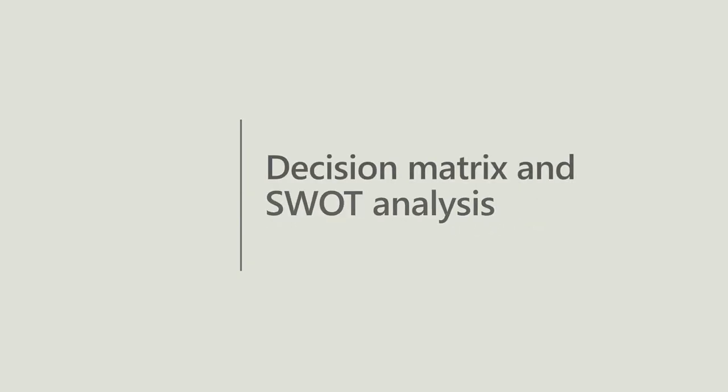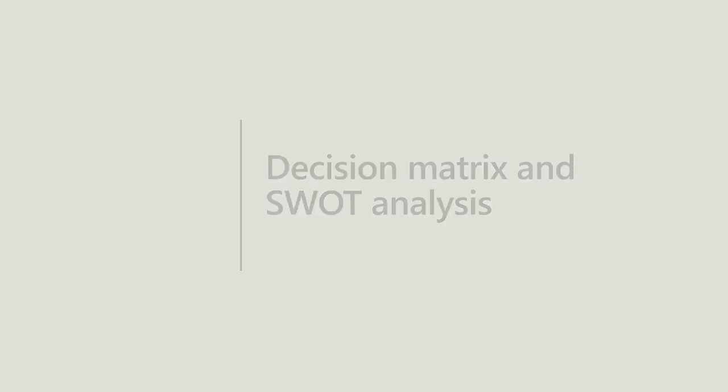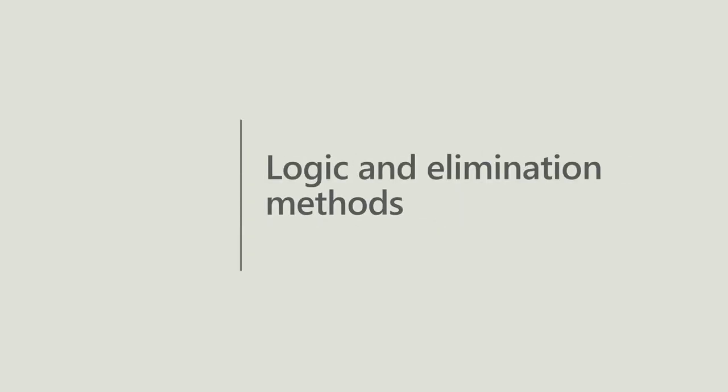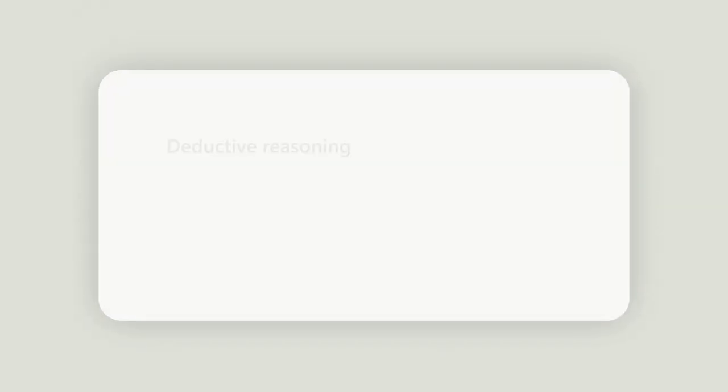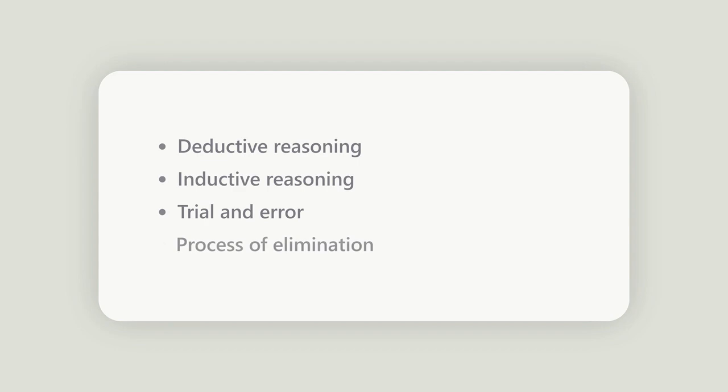You were introduced to using SWOT analysis and a decision matrix, tools that help evaluate and compare possible solutions to a problem. By applying logic and elimination methods, you learned how to narrow down and test possible solutions using deductive and inductive reasoning, trial and error, and process of elimination. The importance of documentation and clear communication was emphasized, highlighting best practices for recording each step of the troubleshooting process and sharing findings and solutions with team members and stakeholders.